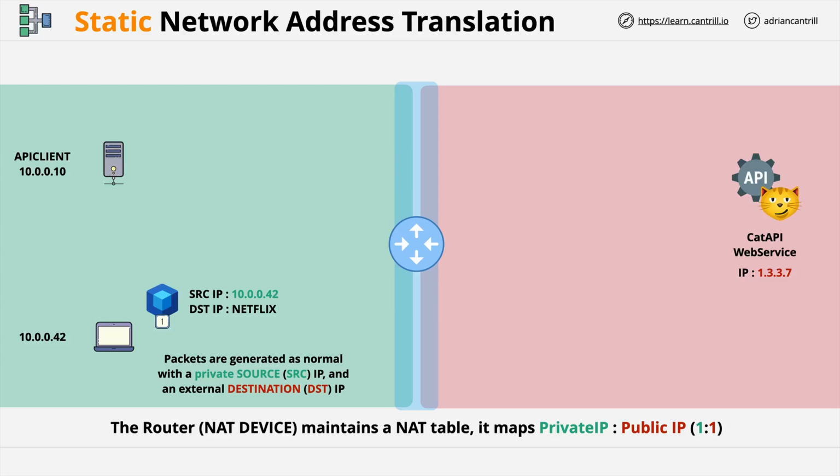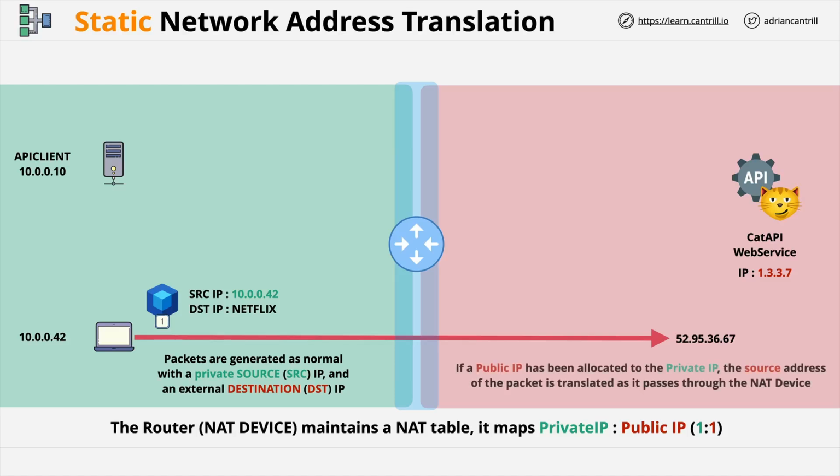Let's assume that we've allocated a public IP address to this laptop of 52.95.36.67. So there's an entry in the NAT table containing 10.0.0.42, which is the private address, and 52.95.36.67, which is the public address, and these are statically mapped to one another. In this case, as the packet passes through the NAT device, the source address of the packet is translated from the private address to the applicable public address, and this results in this new packet.